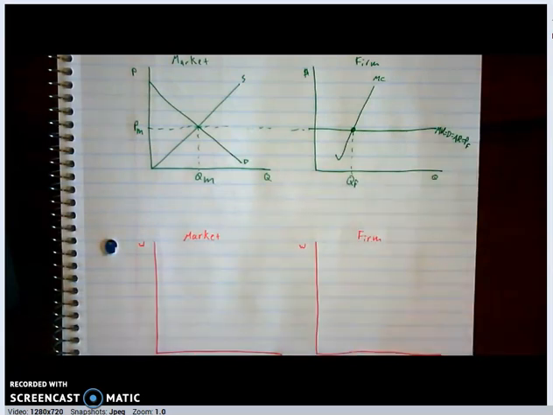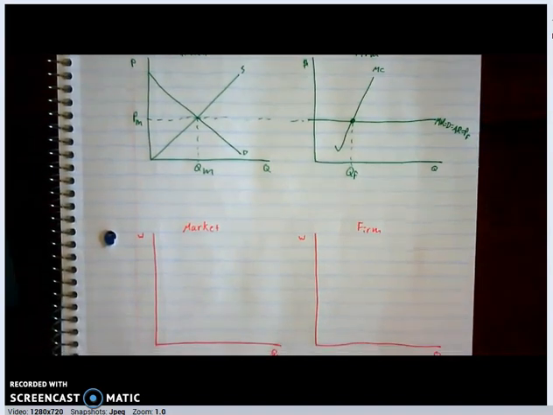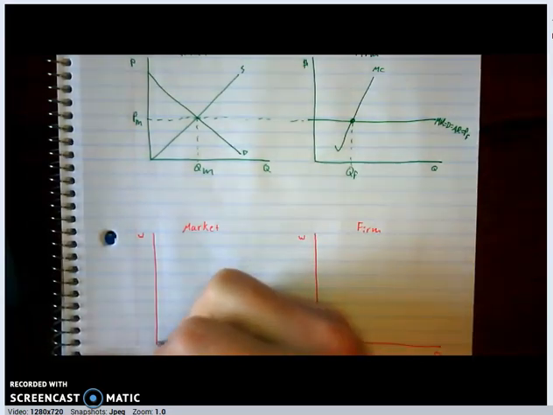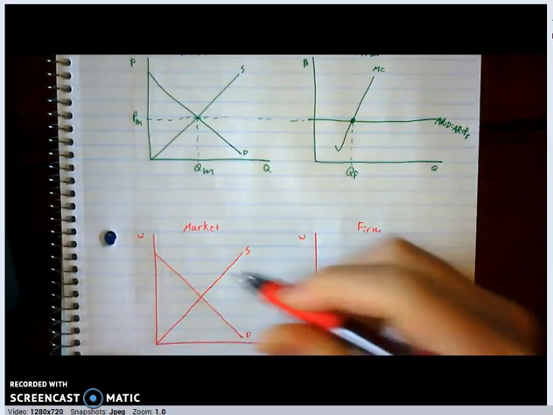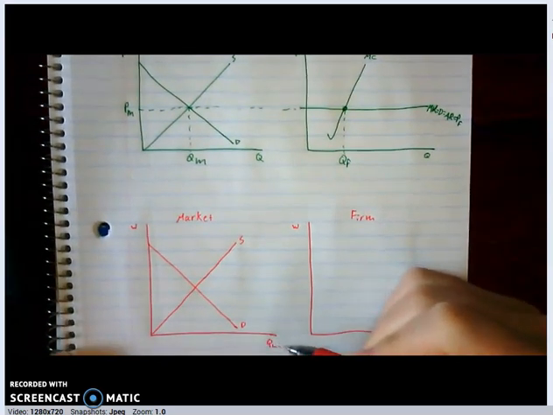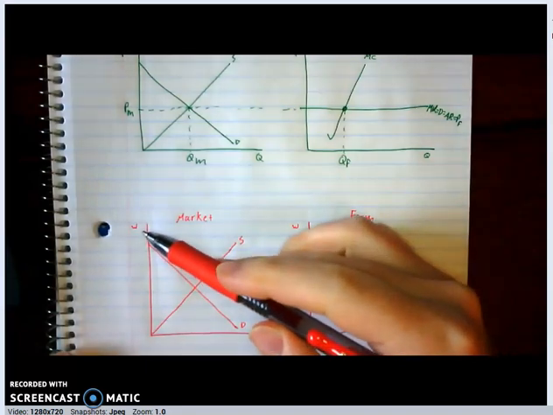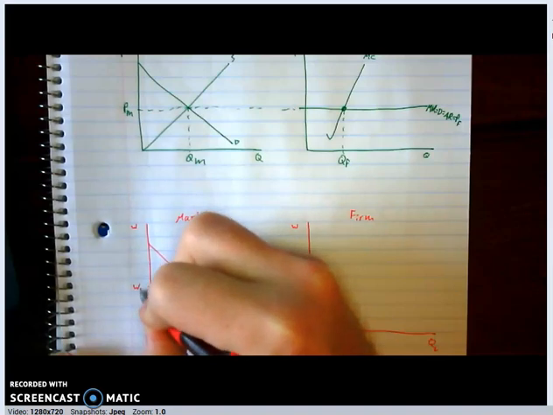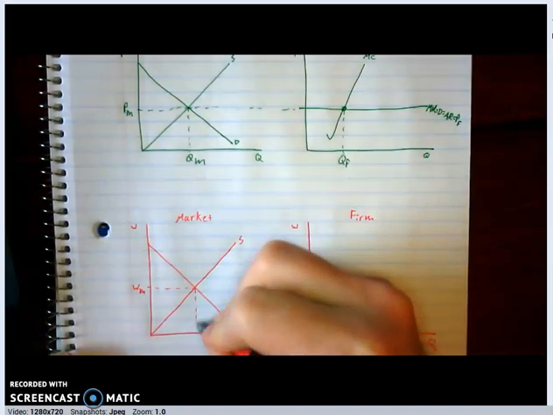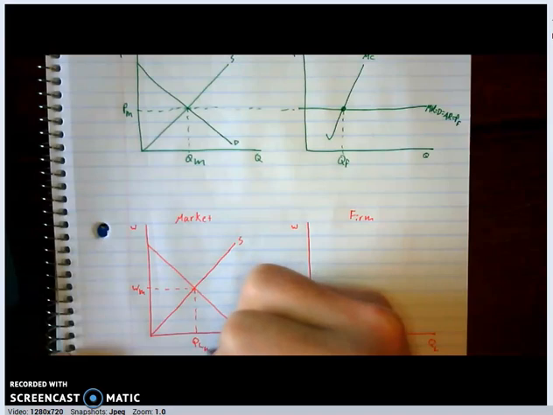Well, in a perfectly competitive factor market, we're going to have very similar outcomes, except now we're looking at resources instead of goods, instead of products. We're looking at factors. So the market's going to be regular supply and demand, except that now notice what I have here. Instead of quantity, this is quantity of labor, and instead of price, this is wage. So where these two curves intersect, this would be the equilibrium wage for the market, and this would be the equilibrium quantity of labor in this market.